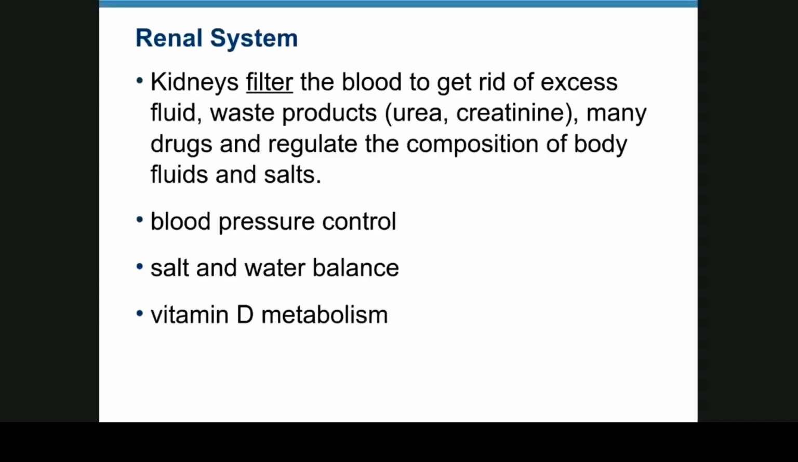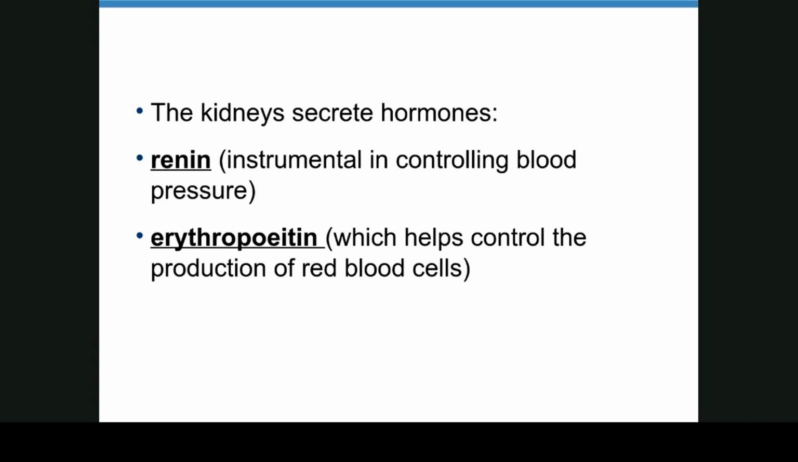Okay, the renal system is a system where the kidneys filter the blood to get rid of excessive fluid, waste products, especially urea, creatinine, as well as uric acid, and many drugs, and regulate the body composition of fluids and salts. They're involved in blood pressure control, salt-water balance, vitamin D metabolism. They secrete the hormones renin, which helps control blood pressure, and erythropoietin, which helps produce red blood cells. You'll see that your renal failure patients may be anemic because their kidneys may not be making erythropoietin.